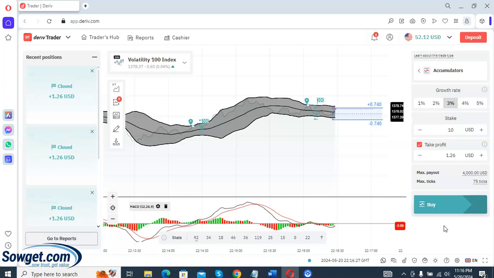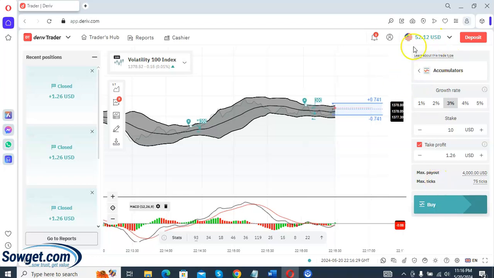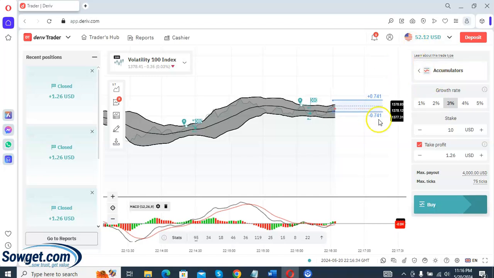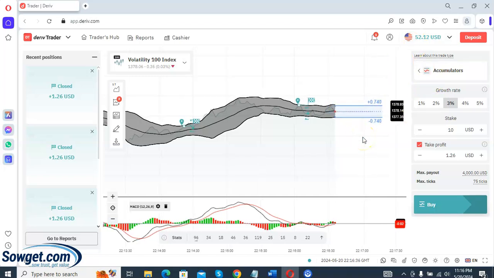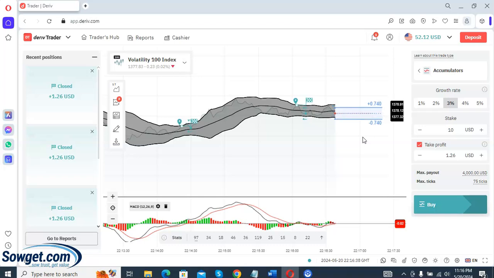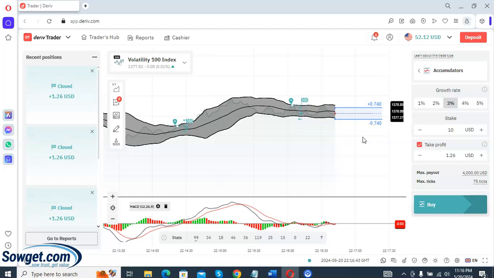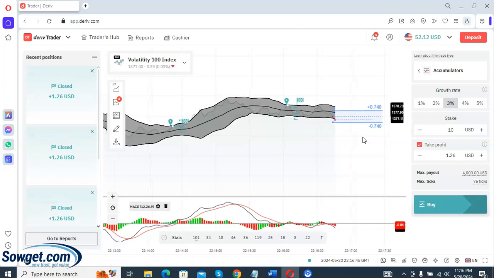Okay guys, so you can see that I've been able to make about, I think, $10 or $12 on my account balance now. And then I just keep going. And this is just what you need to do. The most important thing you need to do is wait for the right setup. It could take a long time.